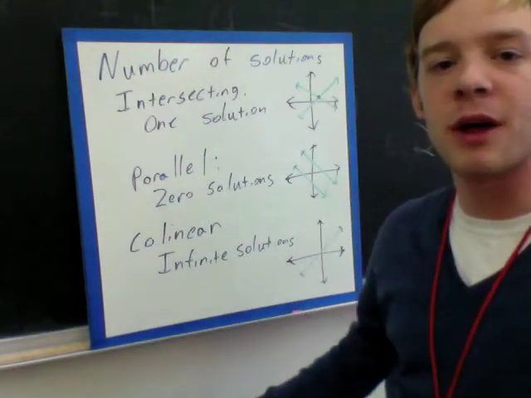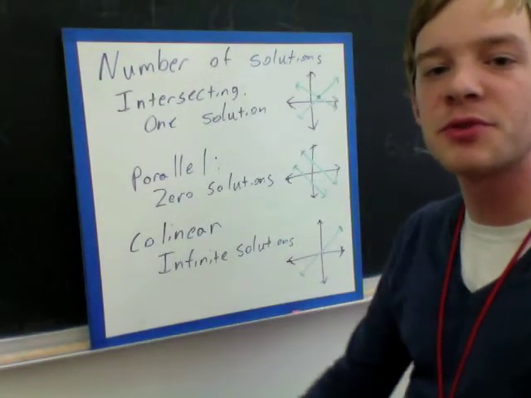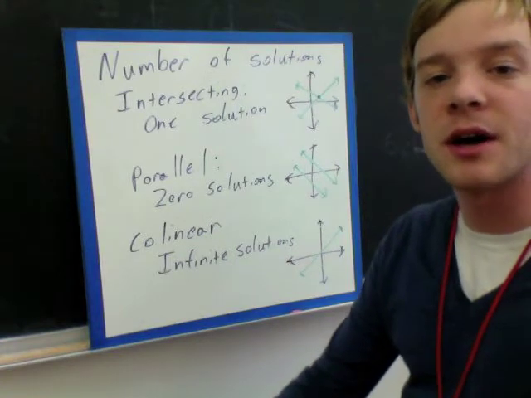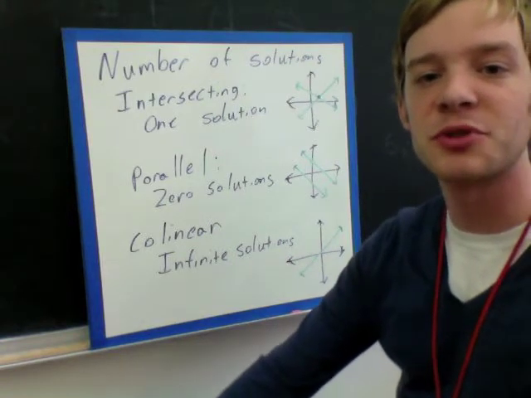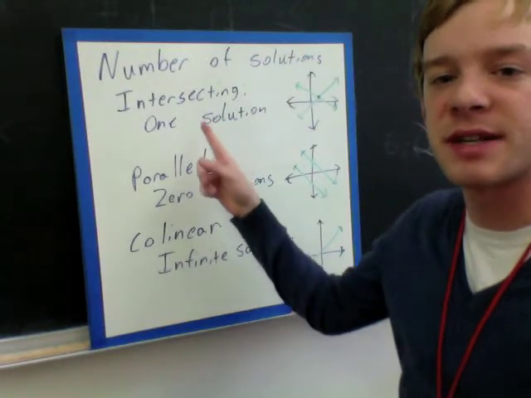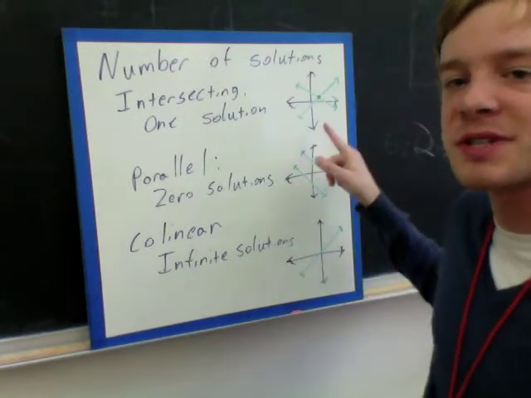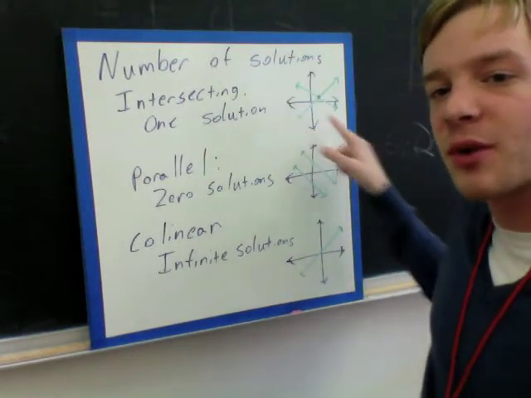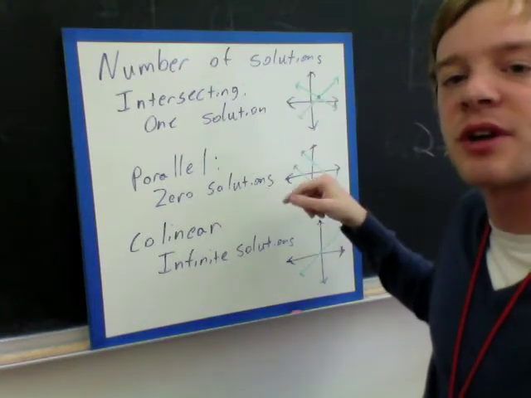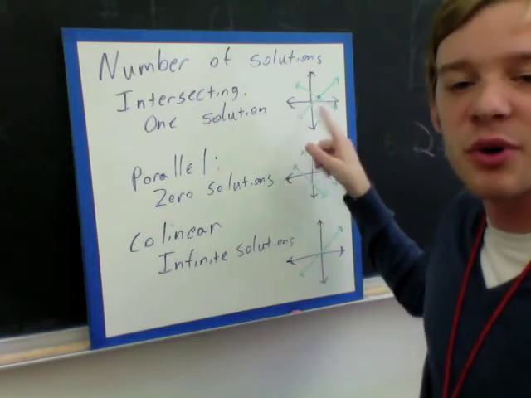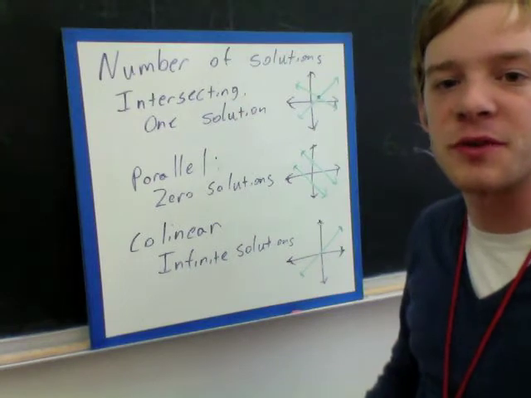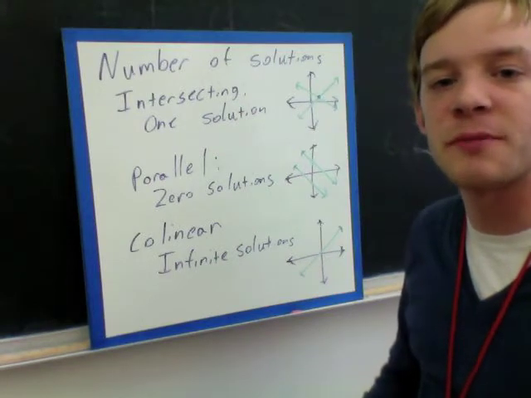Unlike some of the other problems, we may have a different number of solutions here. The most common type of solution we have is when we have intersecting lines. That means there's one solution. For example, over here, if I draw it out, we've got one line going one direction, one line going another direction. They cross at one point, and that's all there is to it. There's just one solution because they only cross at one point.